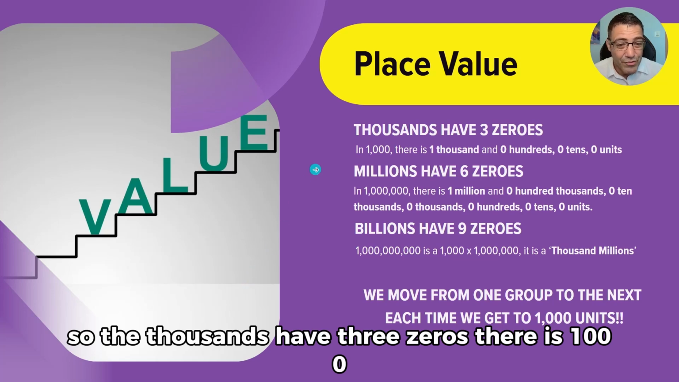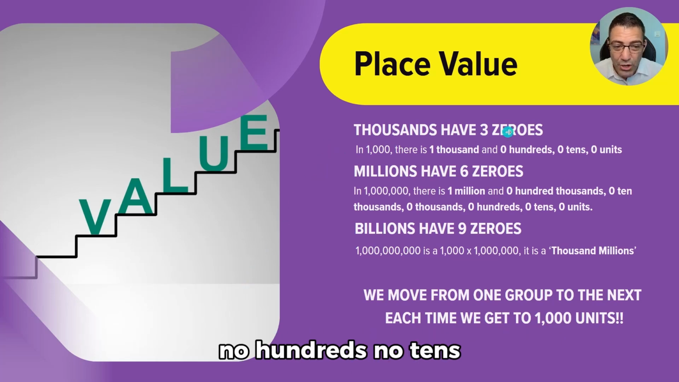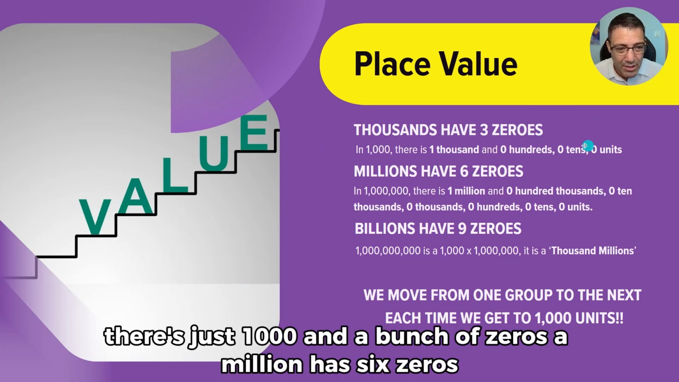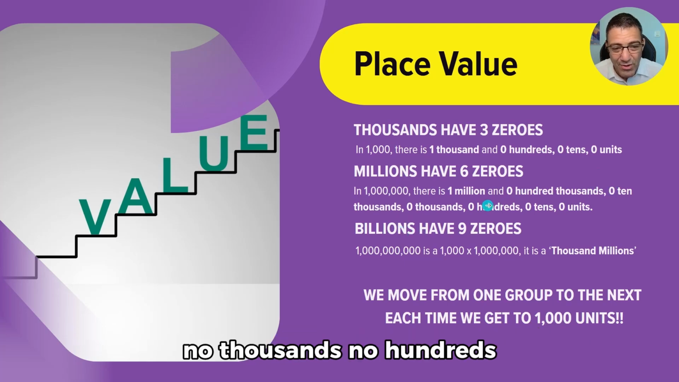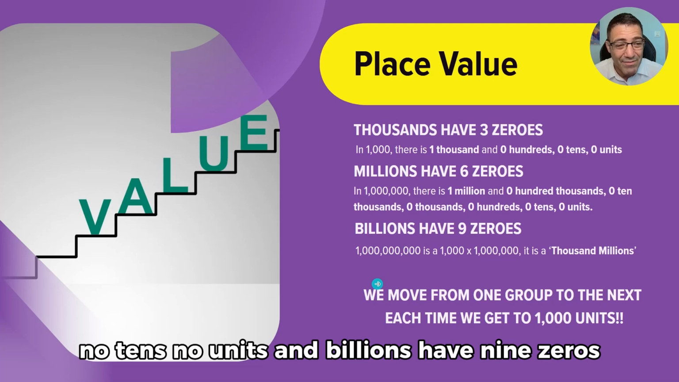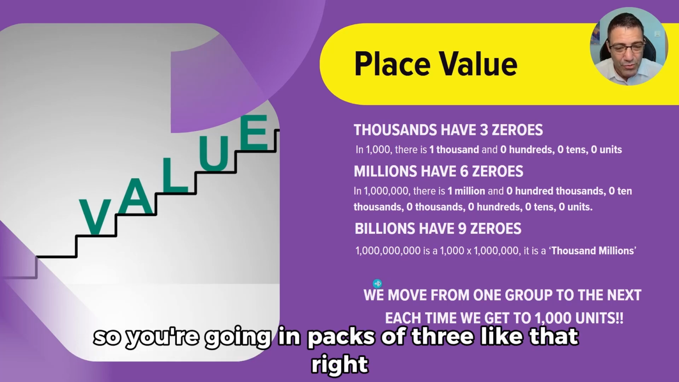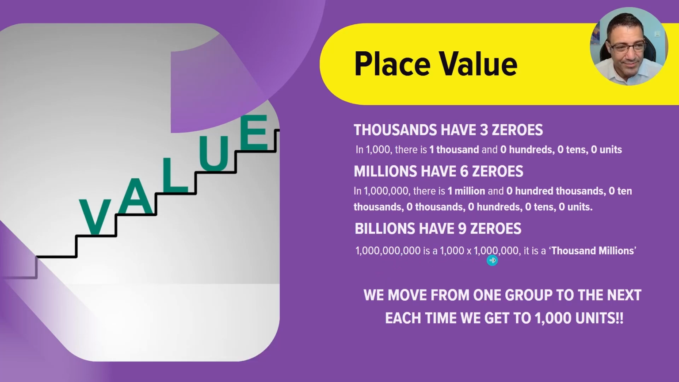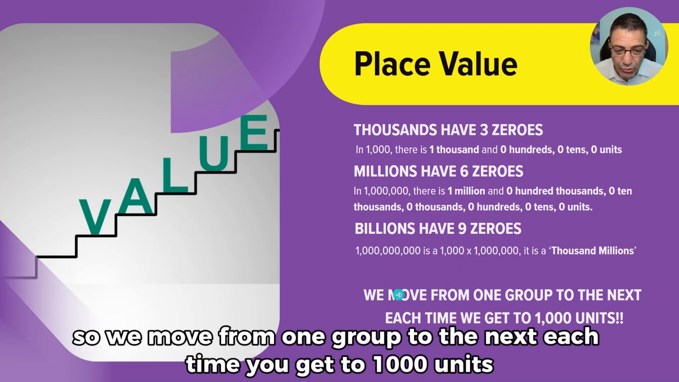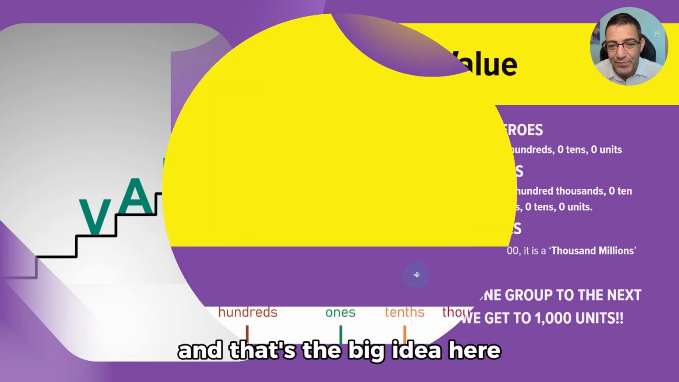So the thousands have 3 zeros. There is 1,000, no hundreds, no tens, no units. There's just 1,000 and a bunch of zeros. A million has 6 zeros. So in a million, there's no 100,000s, no 10,000s, no thousands, no hundreds, no tens, no units. And billions have 9 zeros. So you're going in packs of 3 like that, right? And so a billion is 1,000 millions. That's what it is. So we move from one group to the next each time you get to 1,000 units. And that's the big idea here.